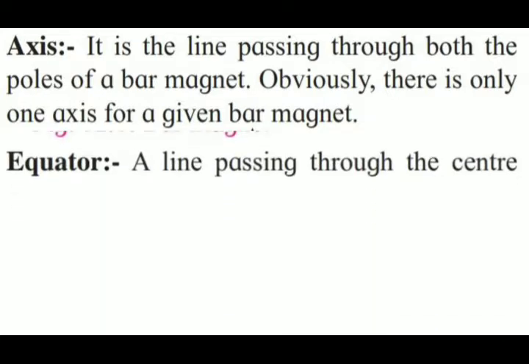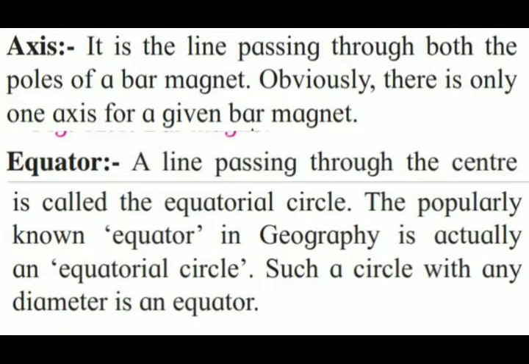Now equator. So basically a line passing through the center is called the equatorial circle, and the equator popularly known in geography is actually an equatorial circle. Such a circle with any diameter is an equator, and in a bar magnet a line passing through the center of a magnet and perpendicular to its axis is called magnetic equator. Okay, now the magnetic length.